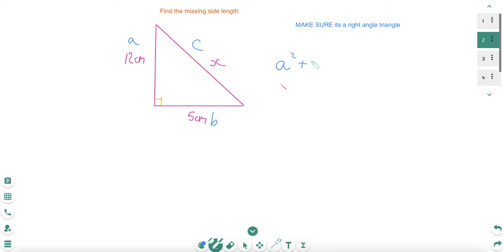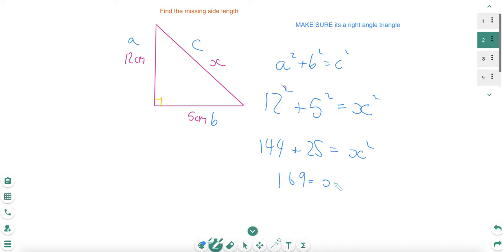Let's write down our Pythagoras theorem. A squared plus b squared is equal to c squared. Alright, so what's A? A is 12, so 12 squared plus b. B is 5, 5 squared is equal to c squared. Well, c is x, so x squared. Alright, let's simplify that. 12 squared is 144. Plus 5 squared is 25 is equal to x squared. 144 plus 25 is 169 is equal to x squared.